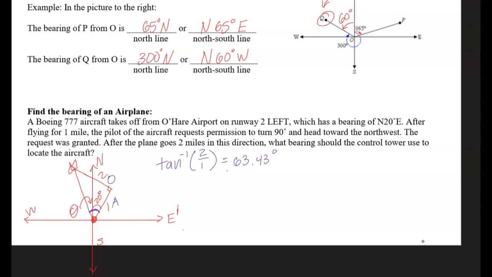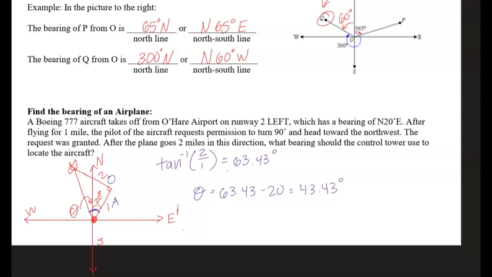degrees. But then, however, notice that that was the full angle down there. That's not the angle that is going to determine our bearing from the control tower. Because remember, bearings always need to start either at the north line or the south line. So that full angle isn't starting at either north or south, meaning we need to subtract away this 20. So theta is actually equal to 63.43 minus that 20-degree angle. So our angle is actually 43.43 degrees.